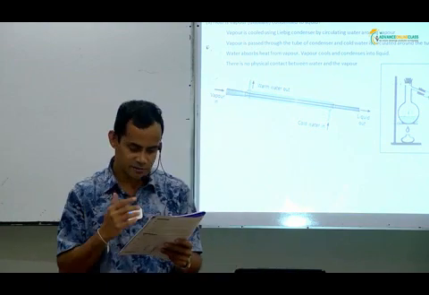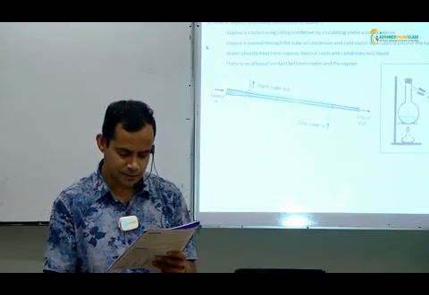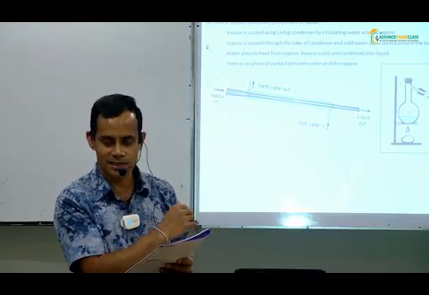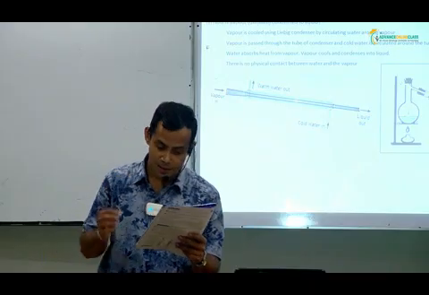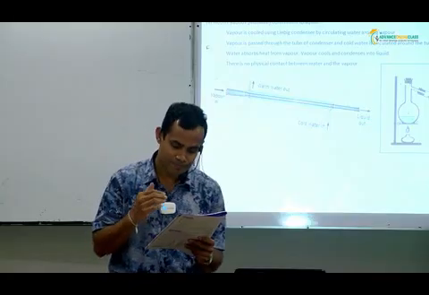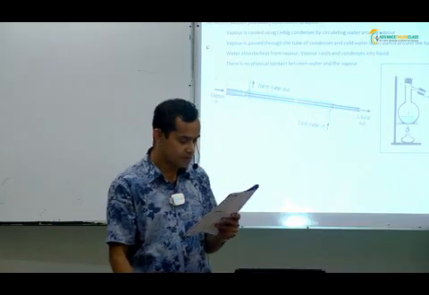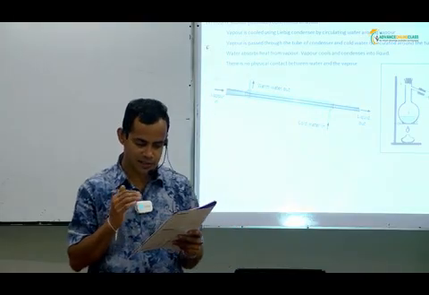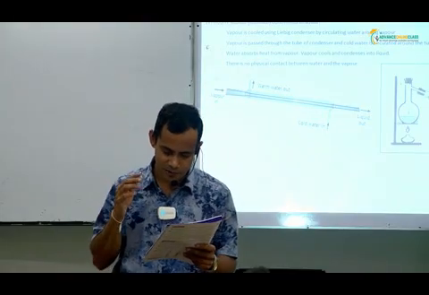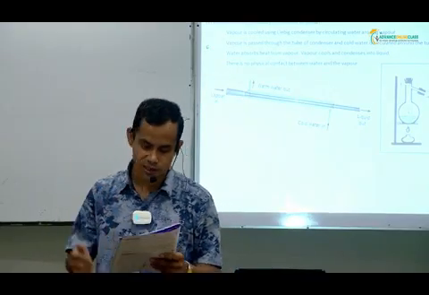Second one, how is vapor distillate condensed into liquid in distillation methods? I described it completely. Let's read. Vapor is cooled using a Liebig condenser by circulating water around the vapor. Vapor is passed through the tube of the condenser and cold water is circulated around the tube. Water absorbs heat from vapor, vapor cools and condenses to liquid.